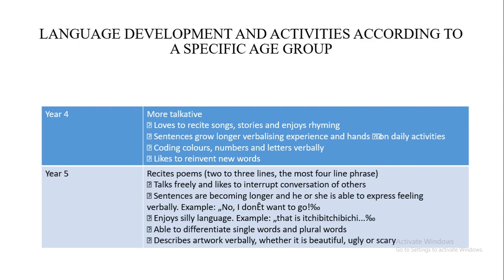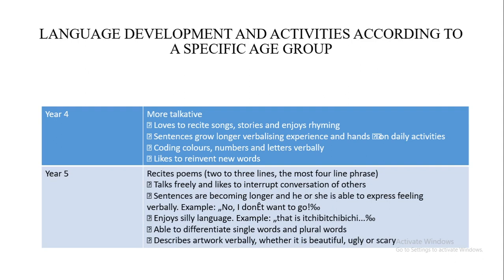At year 4, you can see that a child becomes more talkative and will love to recite songs and stories, and enjoy rhyming. The sentences also grow longer, with verbalizing of experiences and hands-on daily activities. The child names colors, numbers, and letters verbally, and also likes to reinvent new words.